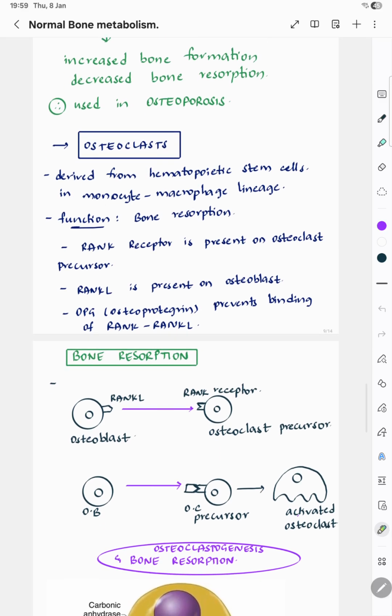These are derived from hematopoietic stem cells in the monocyte-macrophage lineage. The function of the osteoclast is bone resorption. Now some basic points are: RANK receptor is present on the osteoclast precursor, RANK ligand is present on the osteoblast, and osteoprotegerin, OPG, prevents the binding of RANK and RANKL.